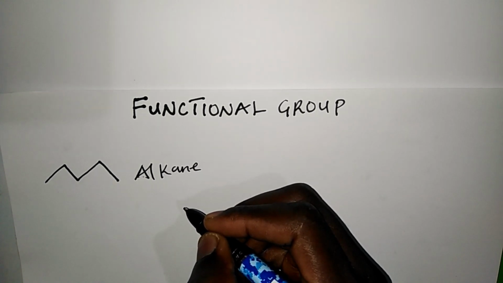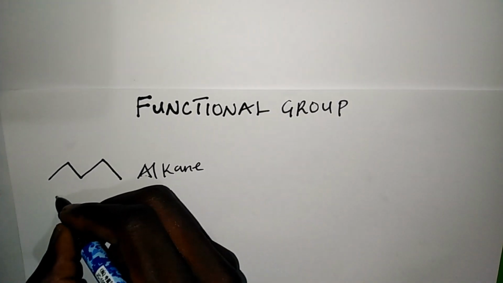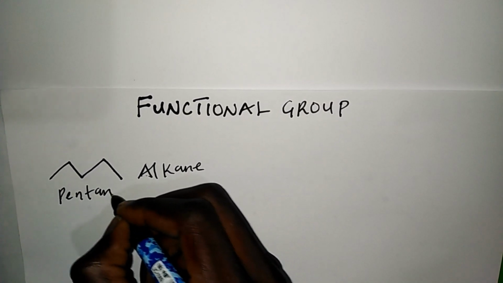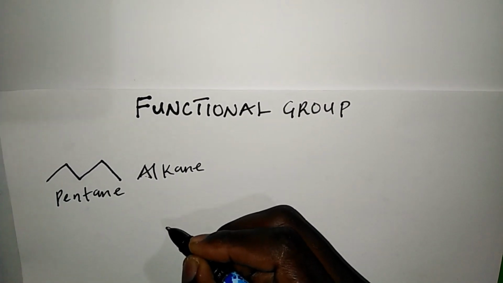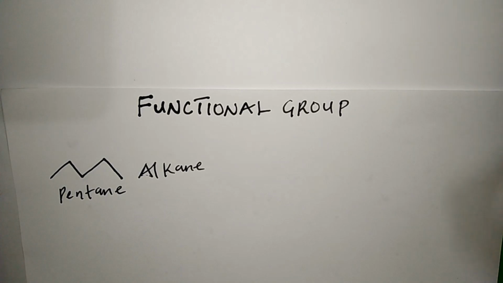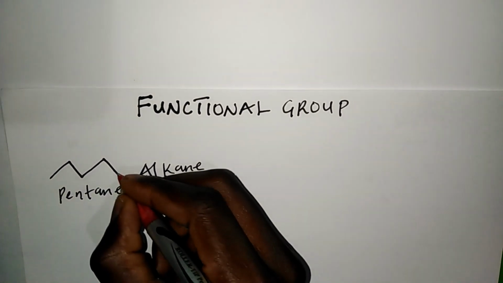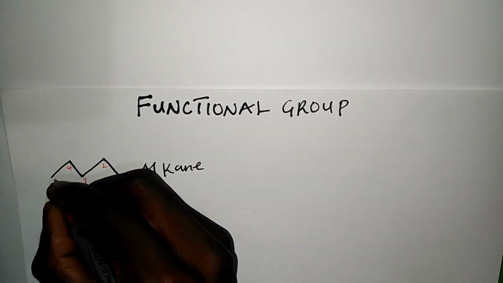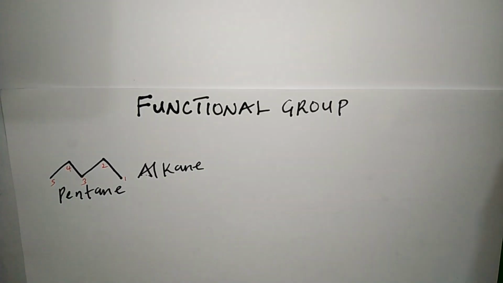Now, this particular alkane is referred to as pentane. It's referred to as pentane because it has 5 carbon atoms. You see, we have 1 carbon here, 2 carbon here, 3 here, 4 here, and 5 here. So we have 5 carbon atoms, and whenever you see 5 carbon atoms, it is referred to as pentane.